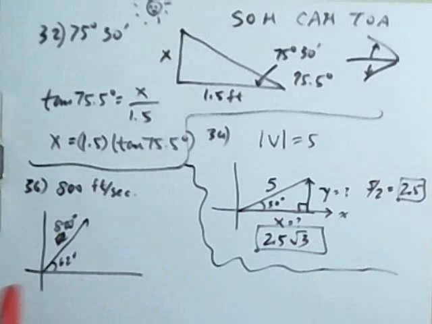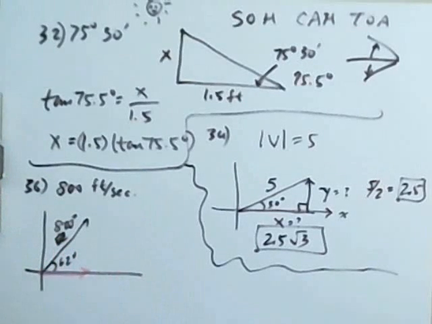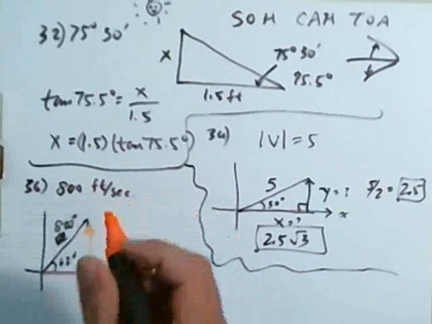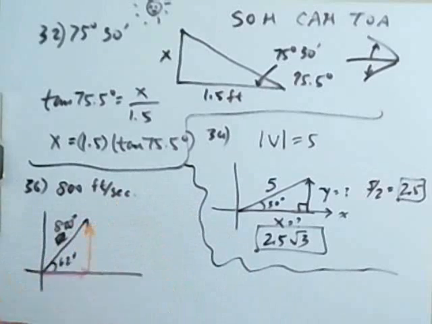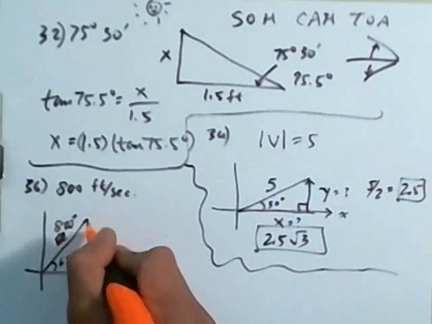It's okay. So I'm trying to find the horizontal vector right over here, something like this. And I'm also trying to find the vertical vector. Of course, here's your vertical vector right there. Okay? And let's call this y.